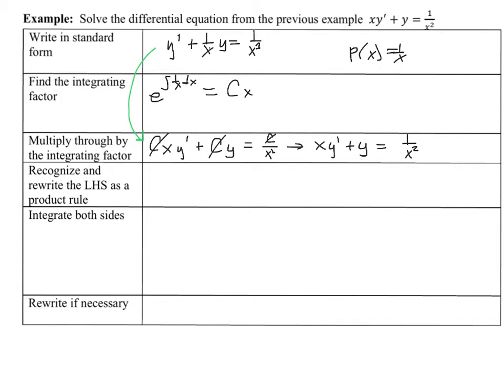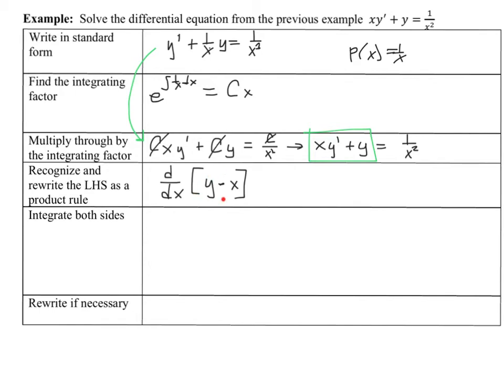Now, the next step is really the magic step, right? If you have done all of your work correctly so far, when you get to this next step, the left-hand side of this thing right here is something really pretty magical. It turns out that thing is the product rule of something. That thing is the product rule applied to y times x. And if you don't believe me, try it out for yourself.